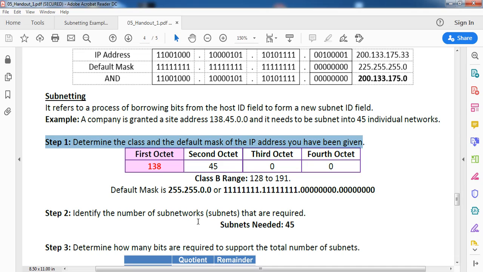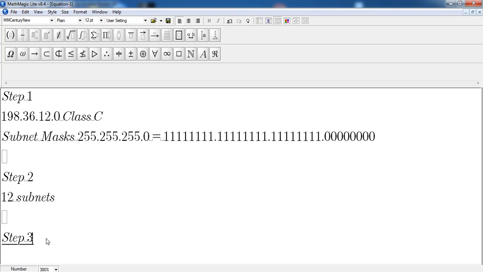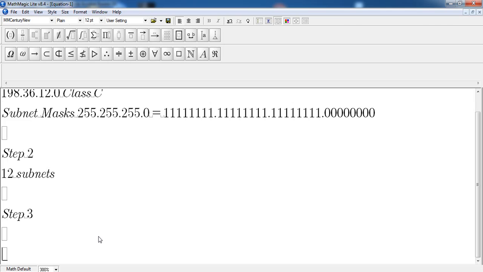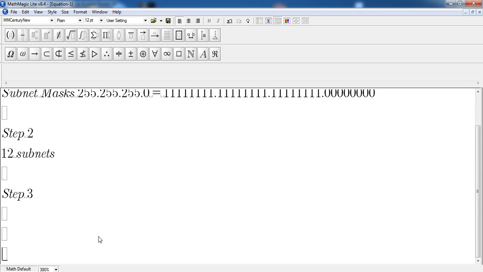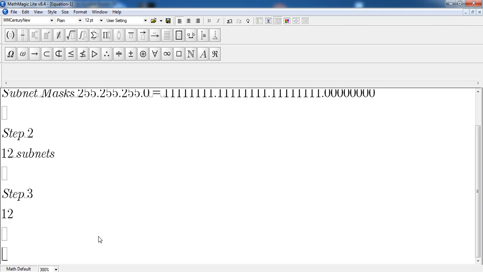If you can remember correctly, in order to determine the number of bits that we need to borrow from the host ID to turn into a subnet field or subnet ID, we need to convert our decimal number, or the number of subnets, into binary. So we'll use the continuous subtraction for this process. You could also use continuous division as well. So we'll set up our subtraction here, and then let's set up our octet here.